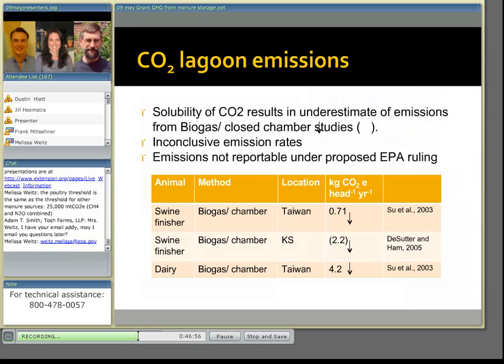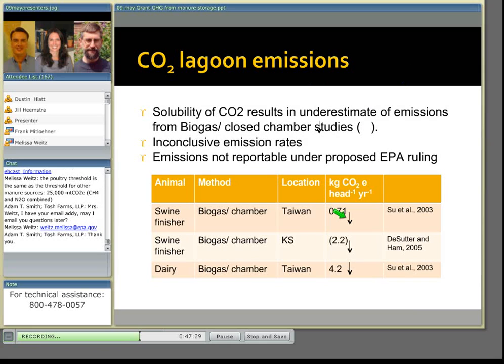Looking at CO2 emissions from lagoons, actually there's very little data out there. We find that the few studies that have been out there are only based on closed chambers sitting on the lagoon water, or the lagoon liquid, and consequently are all going to be underestimating the emissions. So you see a down arrow here indicates that the estimate should be low. Again, these emissions are not covered under the proposed EPA ruling.